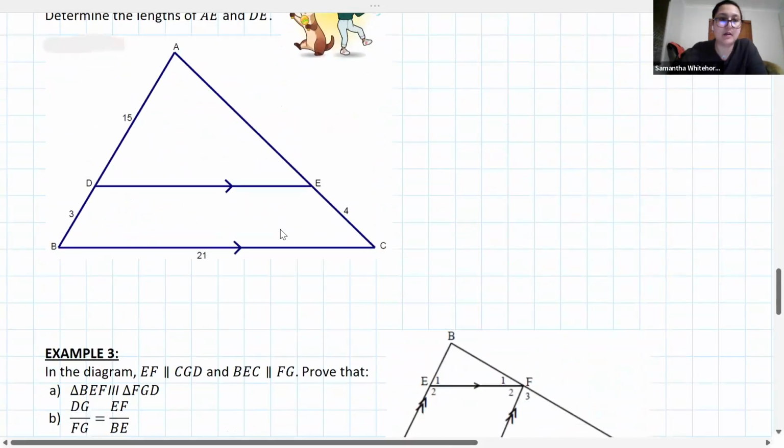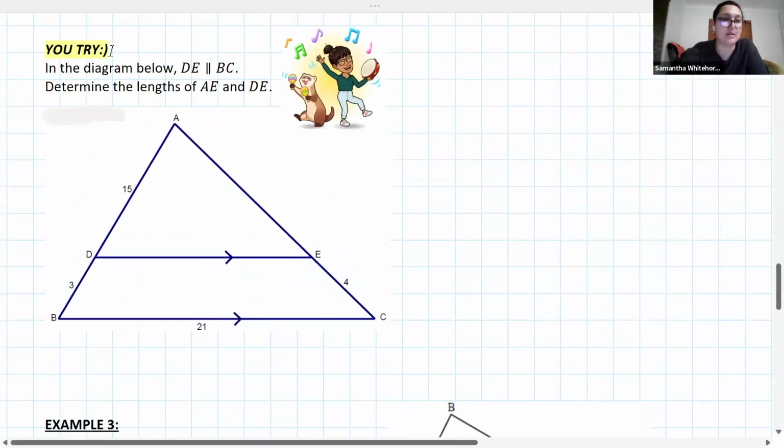Okay. Okay, I know it says you try, but this is the example. I don't know what happens to my notes because it's not what I have. But anyways, it's fine. Okay.